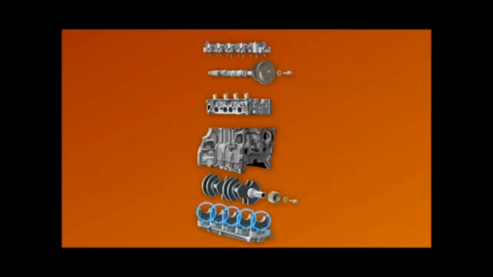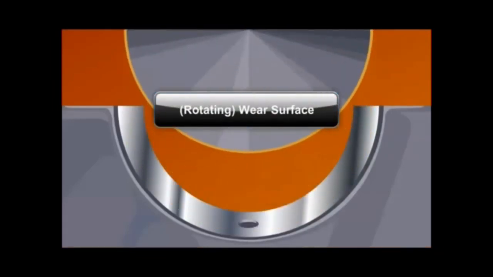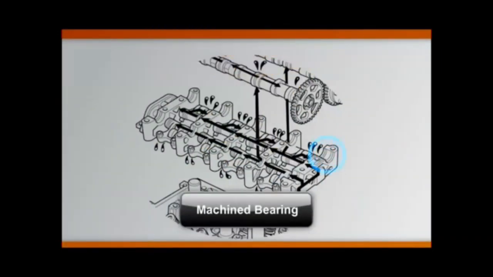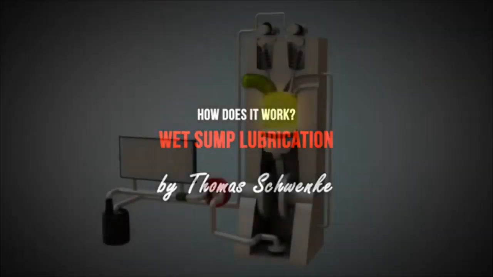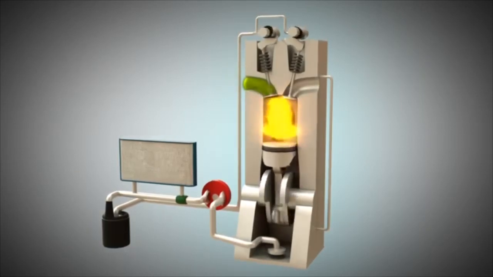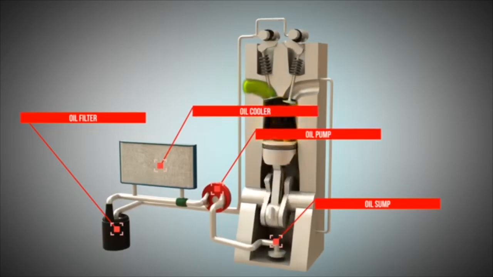Before reassembly, prime the oil pressure and recoat component and bearing surfaces, including wear surfaces. Engine lubrication by means of oil is primarily used to reduce friction between moving parts and dissipate heat.